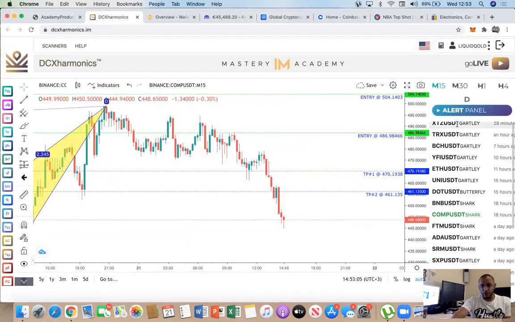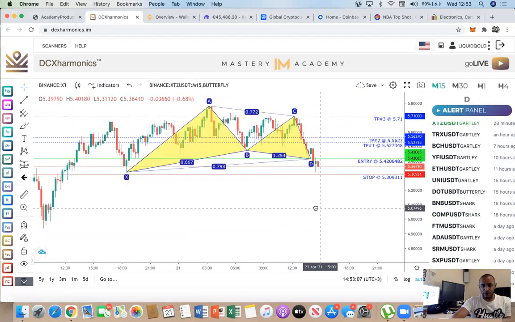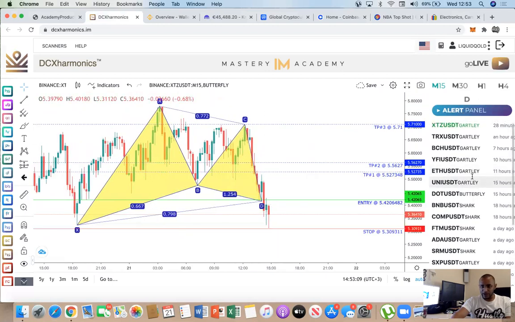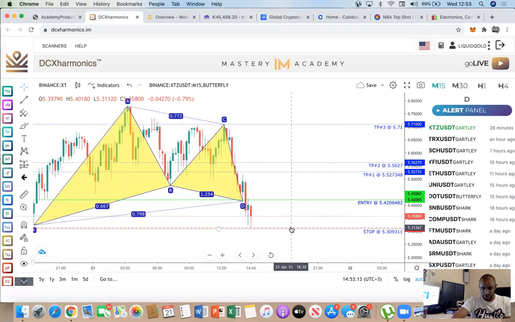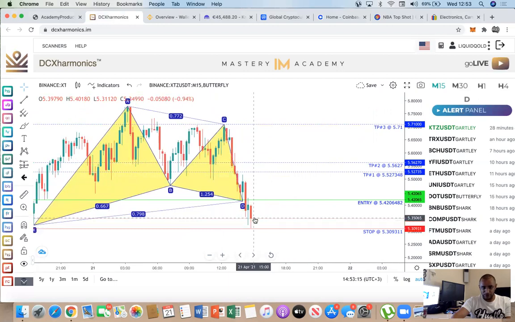I want to find one where we can take a trade right now. Okay, so let's look at XTZ USD. Now that looks good because it's in my entry zone. Price is in my entry zone. Can you see it, guys? Price is in my entry zone. So the price right now is 5.3340.